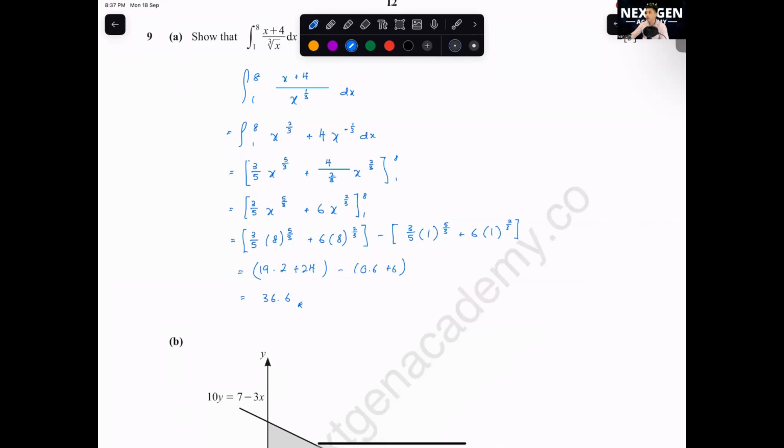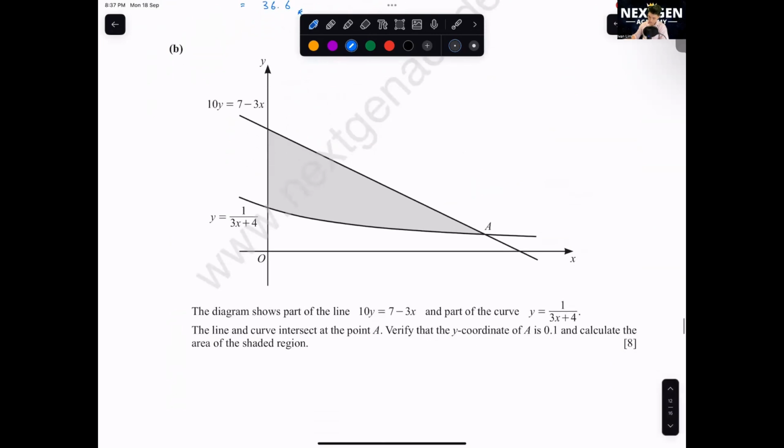Okay, question B. Let's look at question B. The diagram shows part of the line 10y equals to 7 minus 3x and part of the curve y equals to 1 over 3x plus 4. They intersect at A. Verify that the y coordinate of A is 0.1 and calculate the area of the shaded region. So two things: the y coordinate is 0.1, and the area of the shaded region.